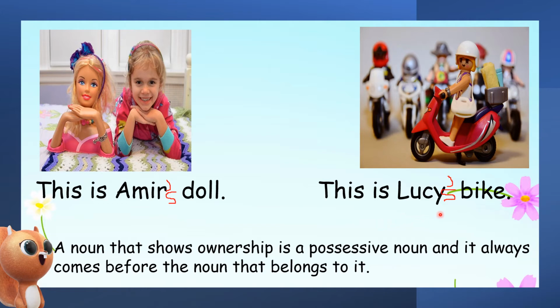This is Lucy's bike. Lucy shows ownership, and what belongs to Lucy? The bike. So Lucy comes before the noun that belongs to it, which is bike. Don't forget, when it is just one person, a singular person, owning something, we just add apostrophe S.